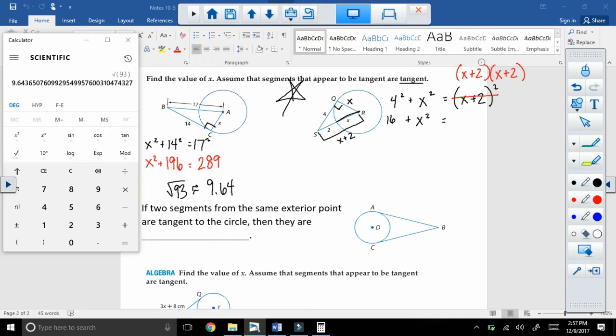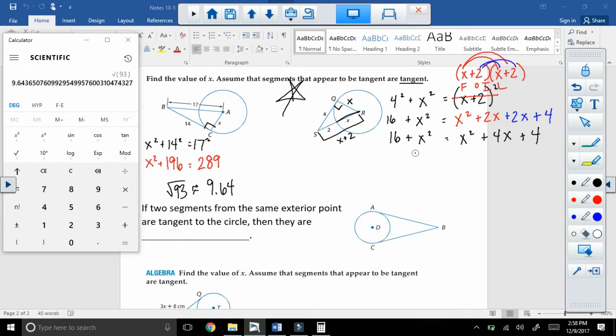And then you can think either distributive property, or if you remember the FOIL method, where you multiply all of those parts together. So x times x is x squared. X times 2 is 2x. And then 2 times x is 2x. And 2 times 2 is 4. So when you have this, we have 16 plus x squared equals x squared plus 4x plus 4.